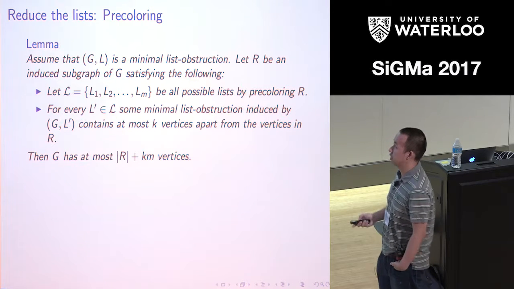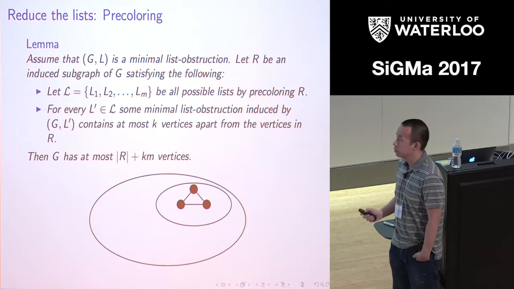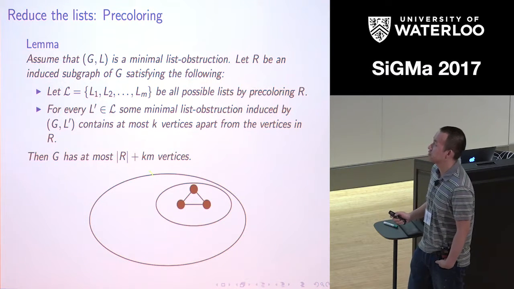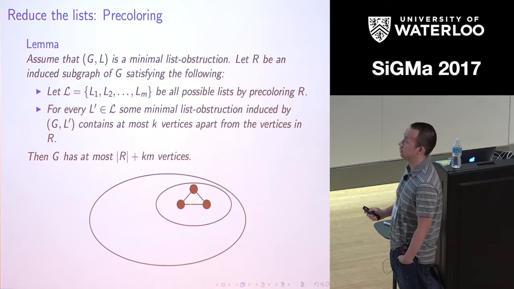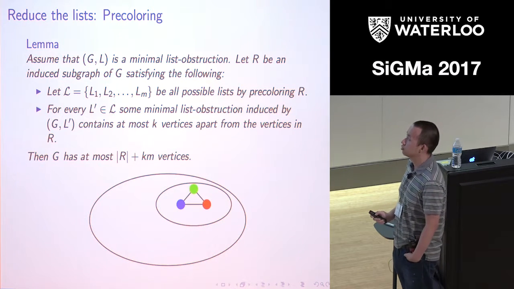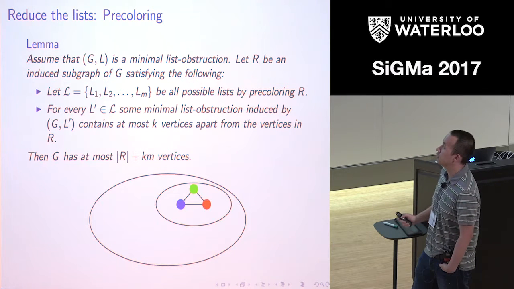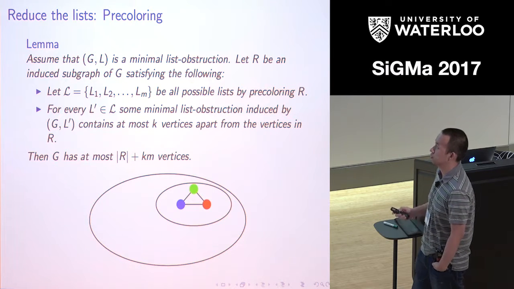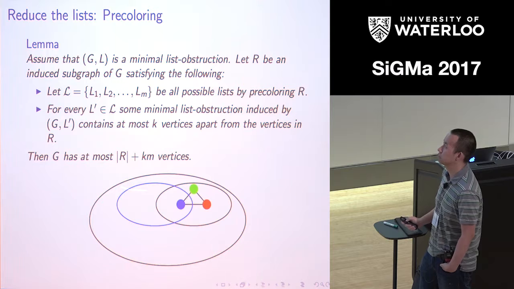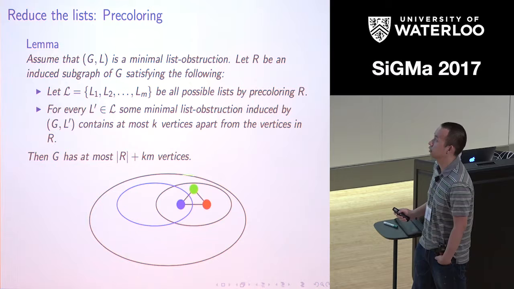The statement might be tedious, so I'll use a picture to show what it means. Assume we have a big graph G. We have some small bounded subgraph, which is a triangle, that's R. We can give finitely many colorings of this triangle. First we assume it is colored like this. Once we give it the color, the lists change, and we can find some minimal list subtraction, somehow smaller. We assume this blue one is the minimal subtraction we found given the pre-coloring of this triangle.